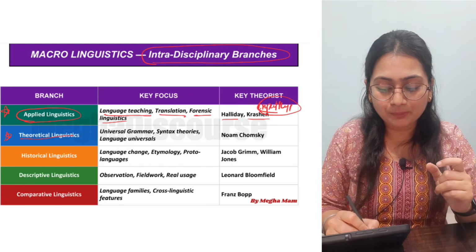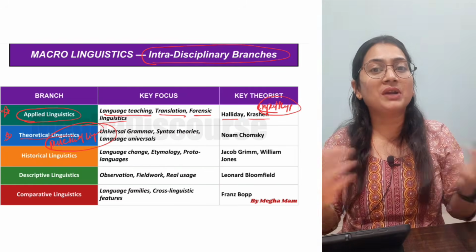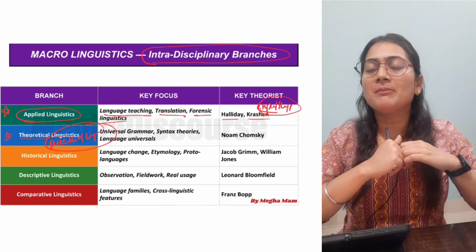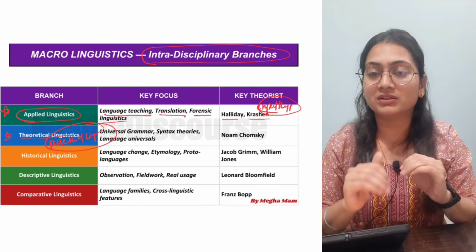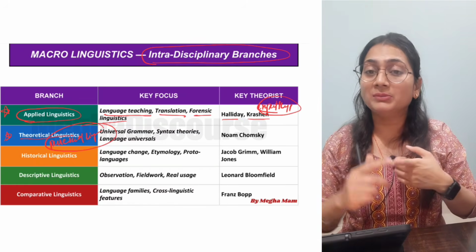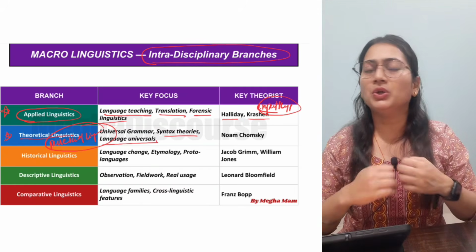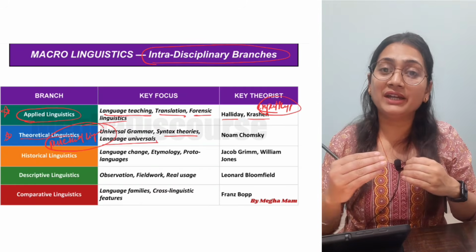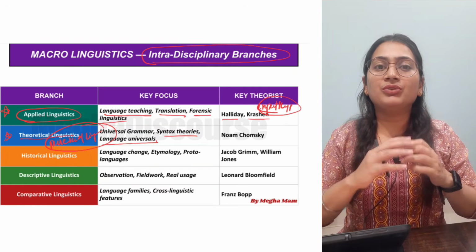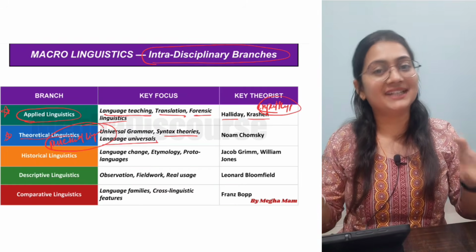Theoretical linguistics is the pure science of linguistics. It can be asked which branch is the pure science of linguistics. It is theoretical linguistics, because from here many theories evolved. In this part we only study theories, like optimality theory, universal grammar, generative theory, syntax theories, language universals, X-bar theory. All theories are very important, and then we have to apply them. So that's why we use applied linguistics.